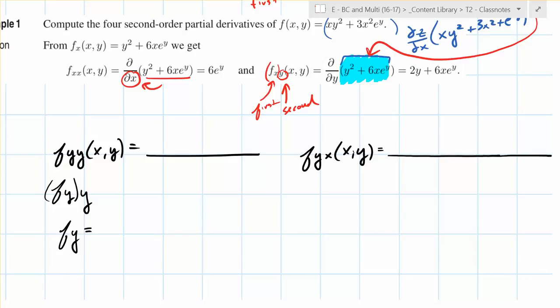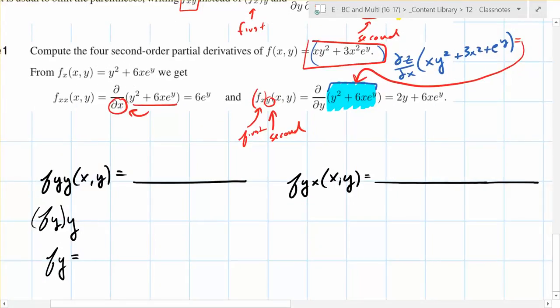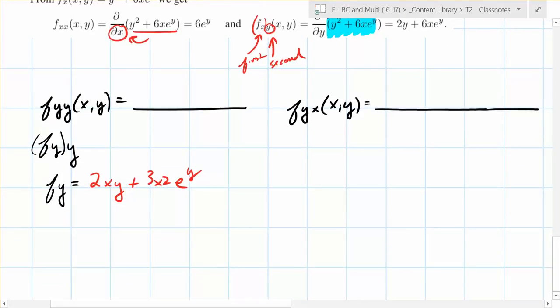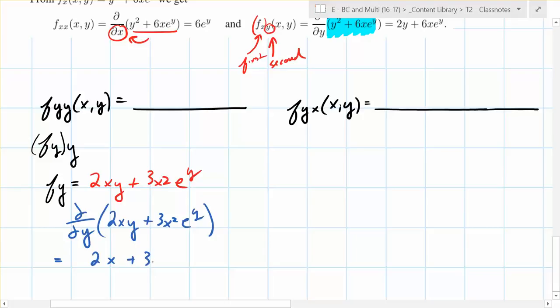Wait, hold on. So the original function is up here. If you can't remember, it's right up there, everybody. So fy is going to be what? 2xy plus 3x squared e to the y, right? So then what are you doing to that? You then need to do the partial with respect to y of 2xy plus 3x squared e to the y. That's what you're doing, I think. So that's going to equal, you're doing the partial with respect to y. What is it? 2x plus 3x squared e to the y. Who agrees with that? Who thinks this is okay? Is that good? We good with that?